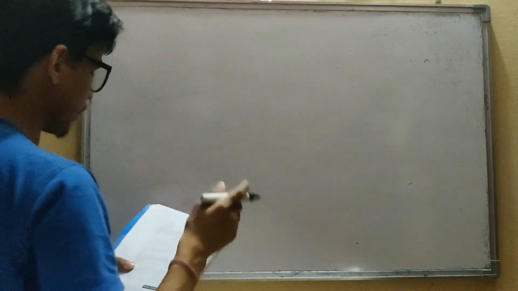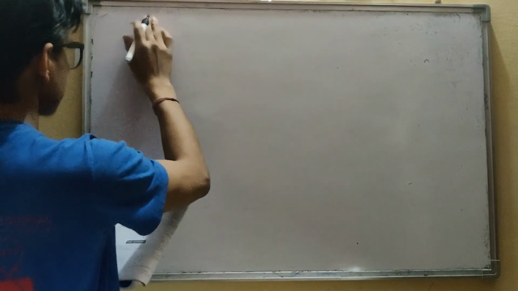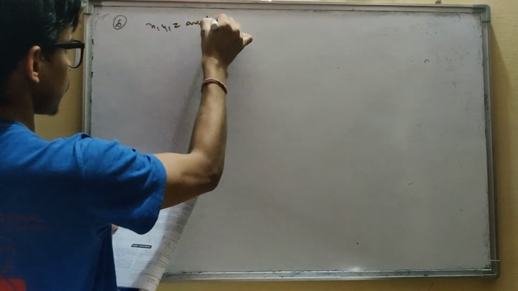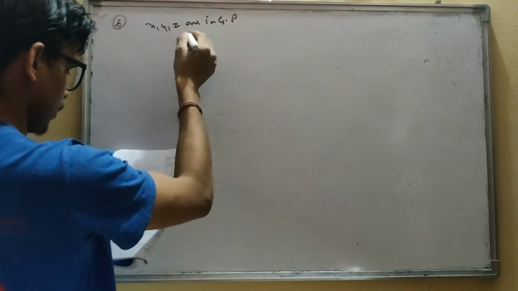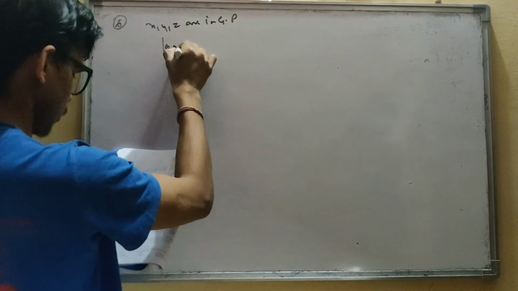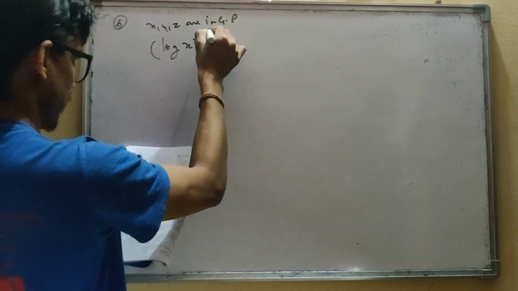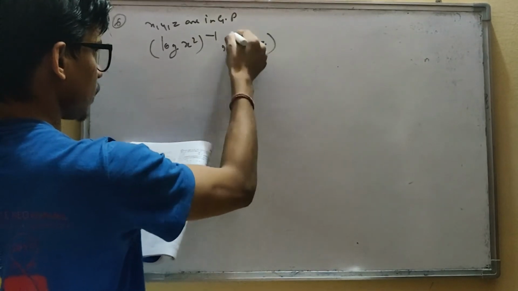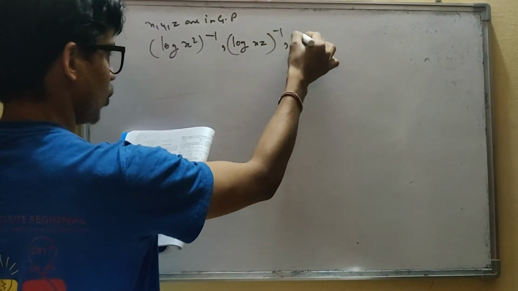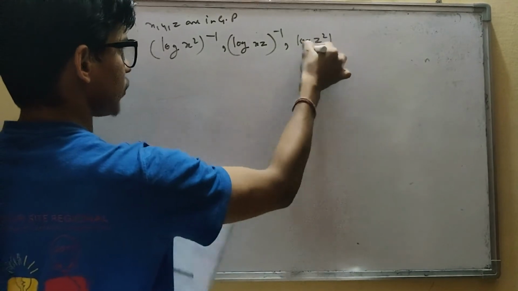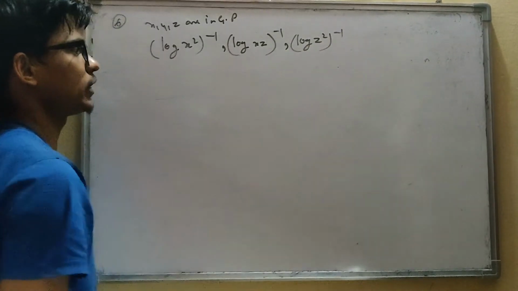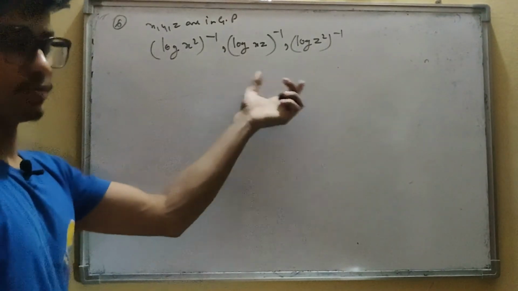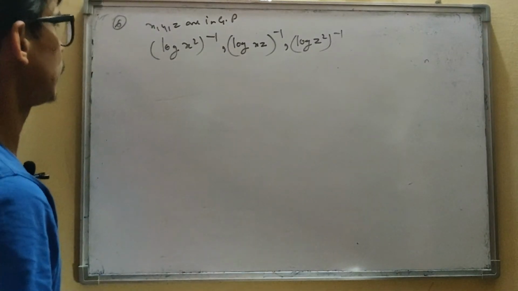So next is question number 6. x, y, z are in GP, and we have to check what series log x square to the power minus 1, log xz to the power minus 1, and log z square to the power minus 1 are following, whether they are in HP, GP or what. So we have to do this.